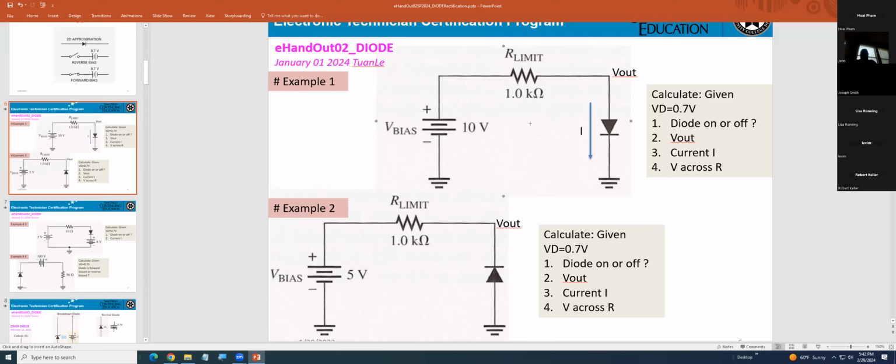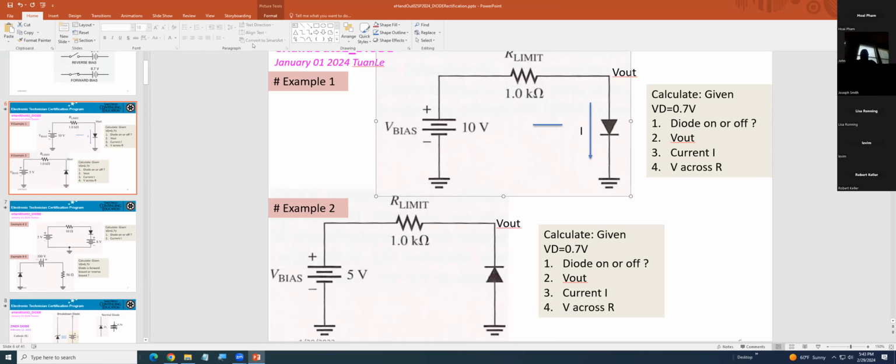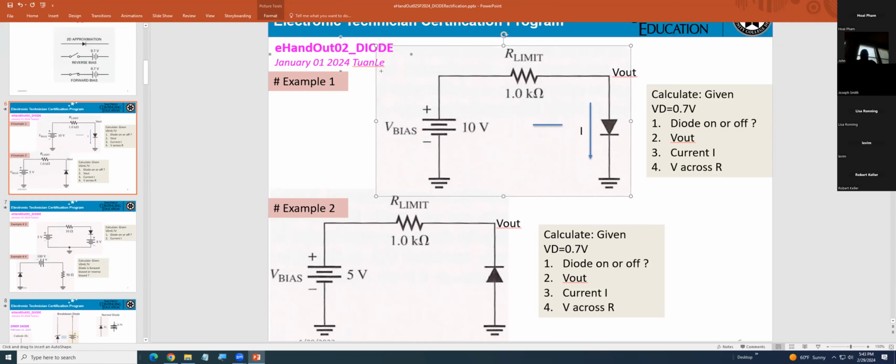Now, I already told you the key point here. When they are on, you substitute the diode by the battery. What does that mean? That means in order to do a calculation, you can do the calculation with the symbol for the diode.